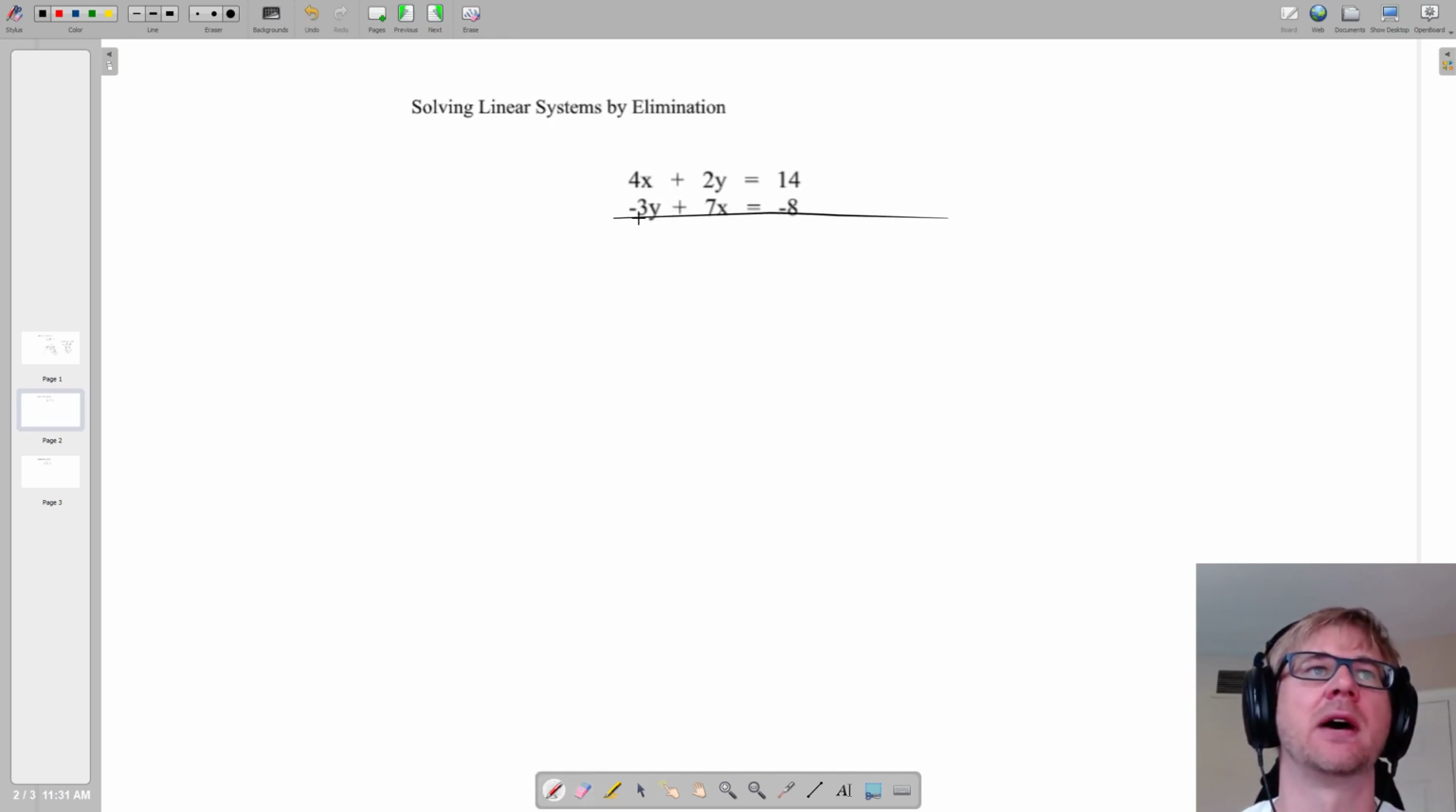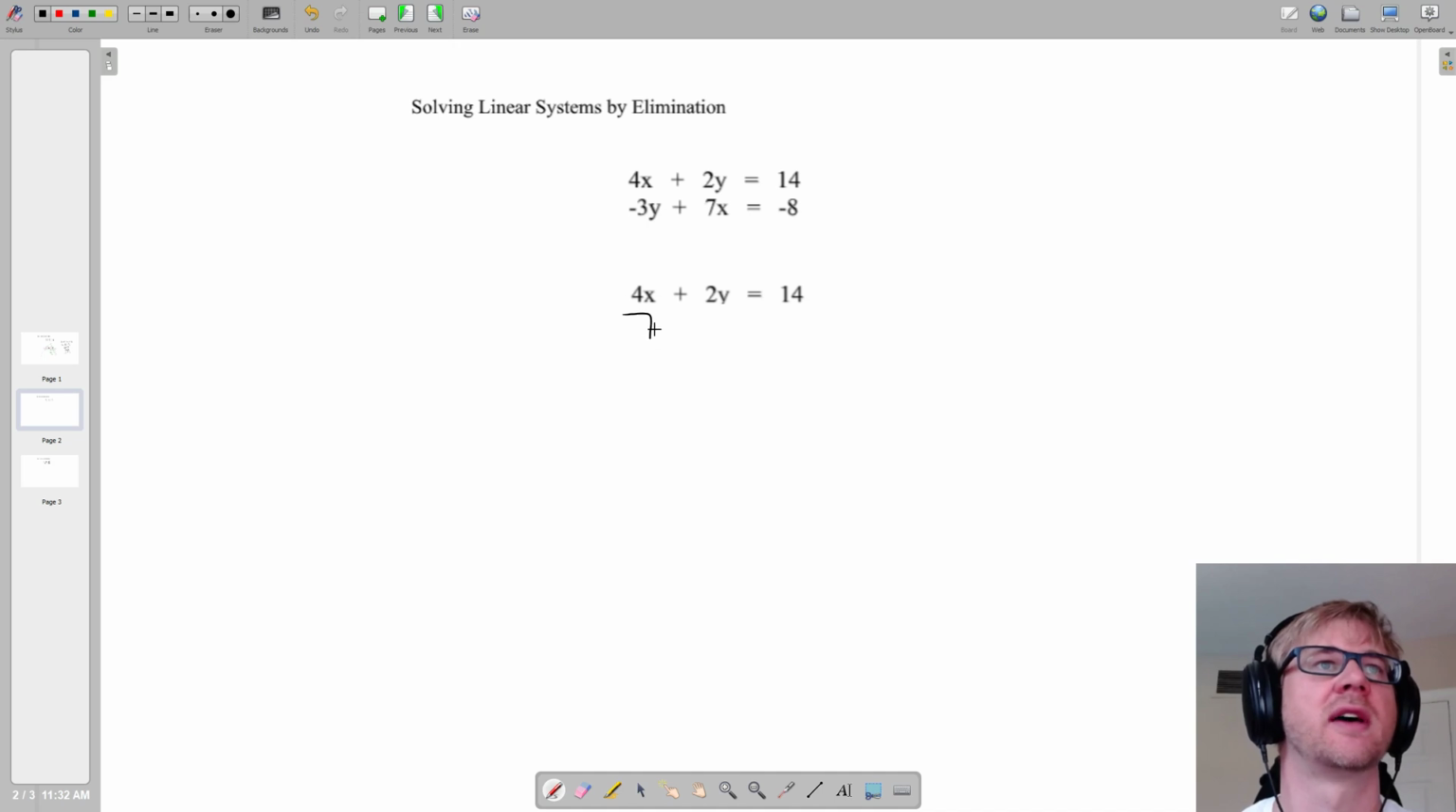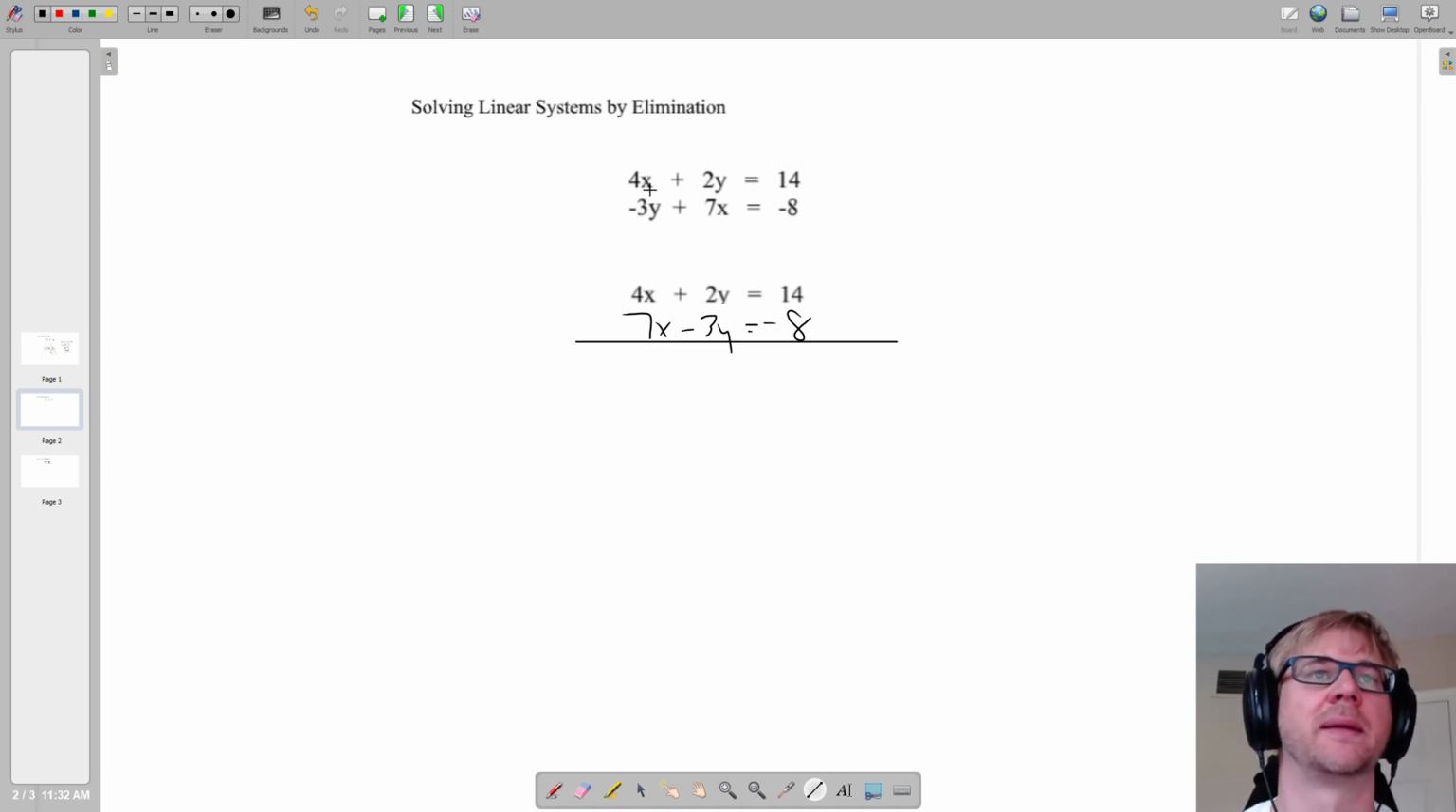If you add them together right now, wait a minute, these aren't lined up. Before we do anything, let's flip that around. So we'll take this guy, I'll just screenshot it, and then we'll take this guy, we'll flip the order. 7x minus 3y equals negative 8. Before you get in this problem, make sure that your x's and your y's are lined up. Here they weren't, so think about that.